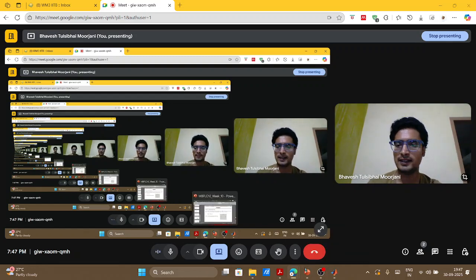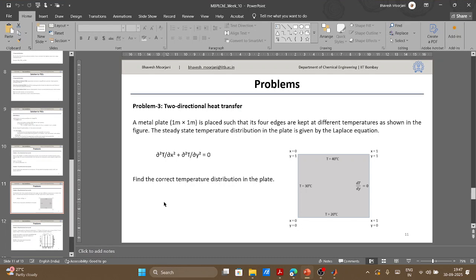Now let's look at the next example, which is also similar to the two-direction heat transfer part, where you have a metal plate of 1 by 1 meter length, which is placed such that the four edges are kept at different temperatures as shown here. The steady state conditions are given by the Laplace equation: del square T by del x square plus del square T by del y square is equal to 0.